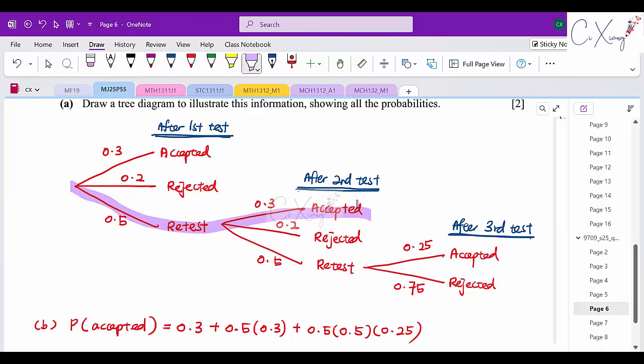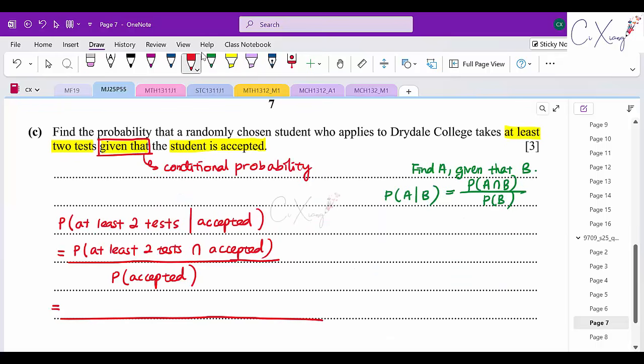So maybe some of you will say, hey, where is the 2 times? Actually, the first time is here, right? Because after you take the first test, only then you have this result, either accepted, rejected, or retest. So that is the first test already. Then this retest is actually the second test. So this fulfills our requirement of at least 2 tests, intersect with accepted. So what is the probability here? You multiply the probability along the branches, so it will be 0.5 multiplied with 0.3. So the first case I have here is 0.5 multiplied with 0.3.